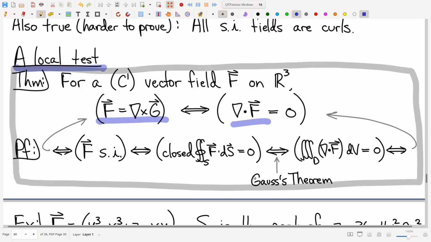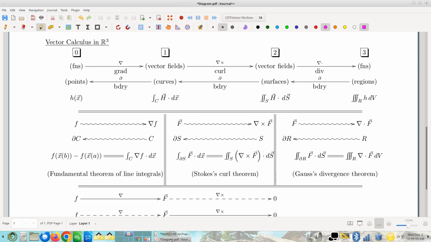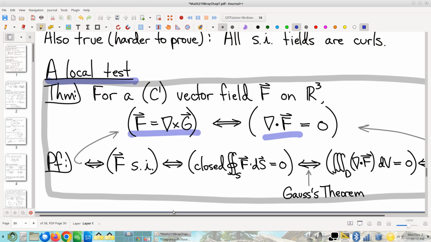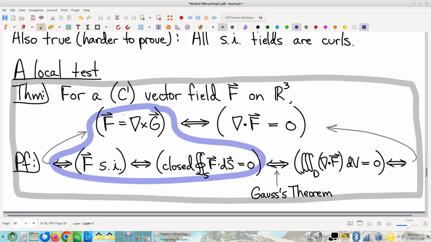Now, we kind of expect this result from the diagram. The little diagram argument that I gave you suggests that, if the analogy were to hold, then that's what it would have to be. But I am not saying that we would expect this to be true. I am saying this is true, and here's the argument. We already talked about how these things are all equivalent. Every curl is surface independent and vice versa. Surface independence means closed fluxes are 0.